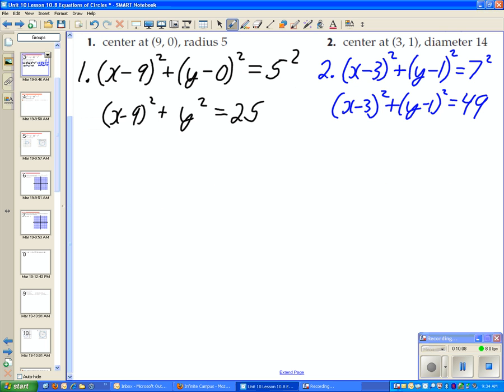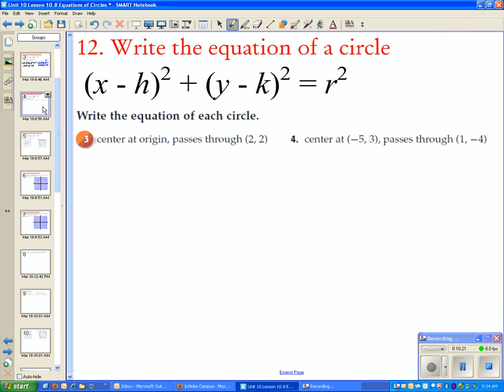But look, I'll get to that in a second. What I'm going to tell you is by knowing the equation, graphing is pretty easy, isn't it? You know where the center is, you know how big the radius is, and you're done.